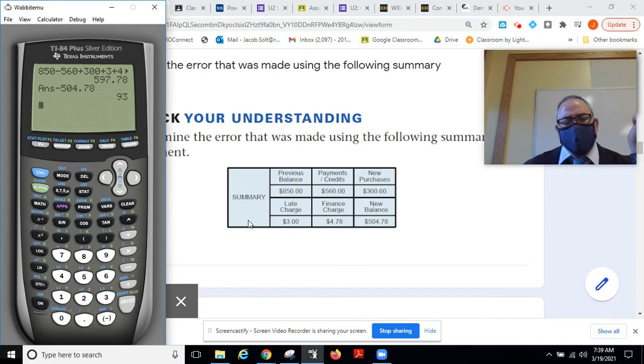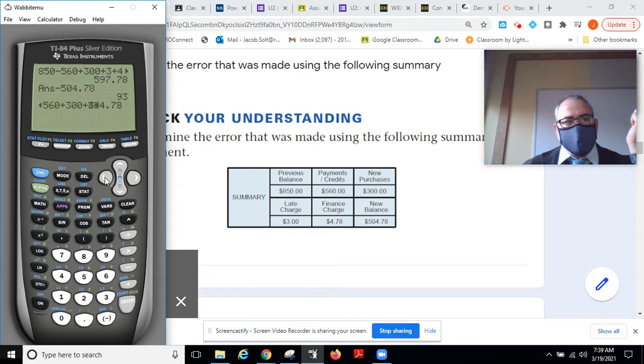And I saw that 3. I'm like, okay, what if they did something with that 3? And so if I go back up here and I change this plus 3 to a minus 90, I got to insert 90, right? And I press enter, and then I get exactly what they got.